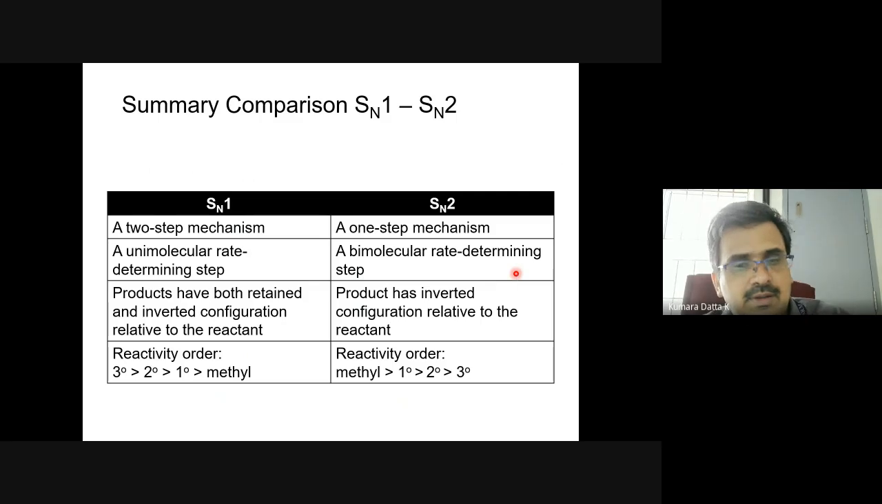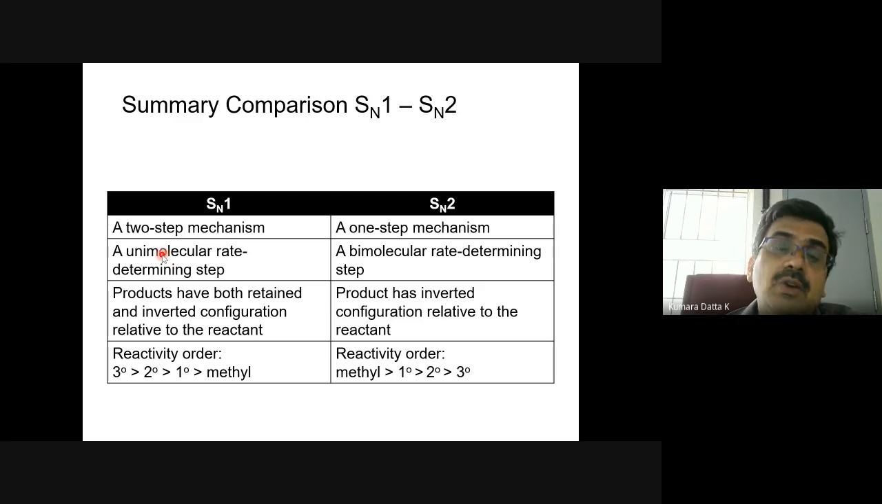Now, let us end the first half of our class by comparing SN1, SN2. Simple point, SN1, what we discussed yesterday, is a two-step mechanism where you generate a carbocation that reacts with a nucleophile. In the case of SN2, it's a one-step mechanism. Transition state, then you get the product. In SN1, the rate depends only on the substrate. Here, the rate depends on both substrate and nucleophile.